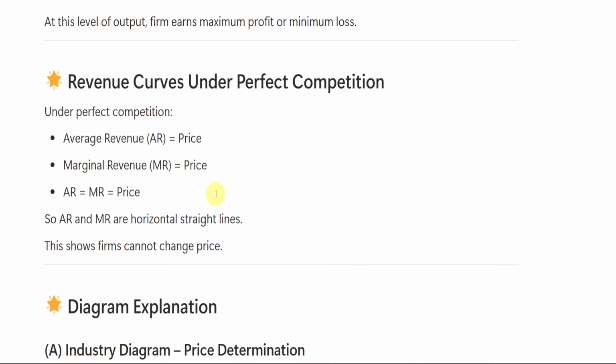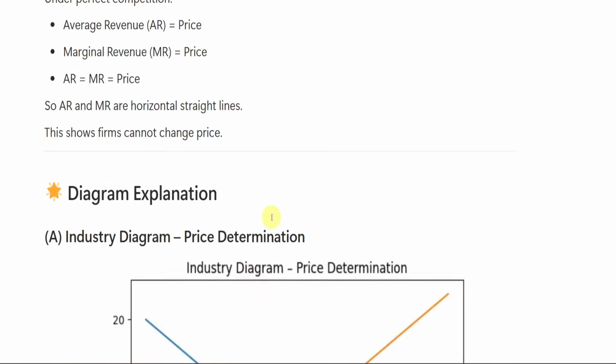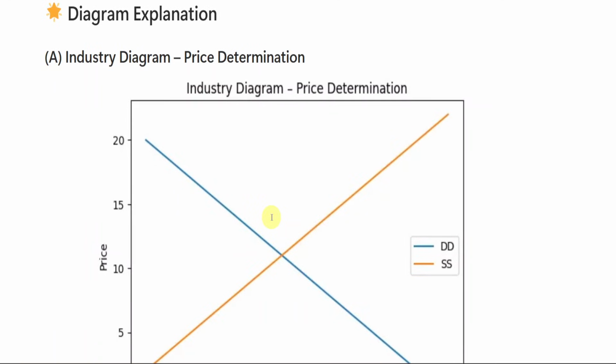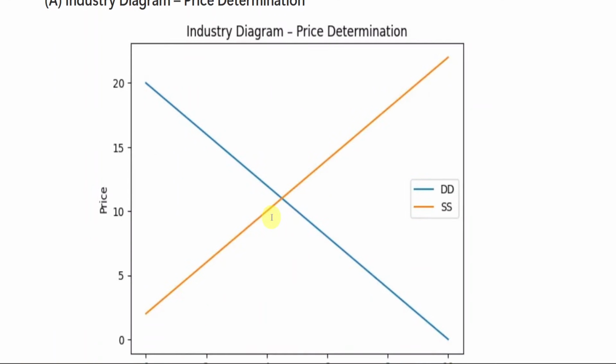If we talk about revenue curves under perfect competition, here in perfect competition, AR is equal to price, MR is equal to price. So AR and MR are equal to price. These curves are horizontal straight lines and they will show the firm cannot change the price. You can see on the screen, this is what it is in the diagram.